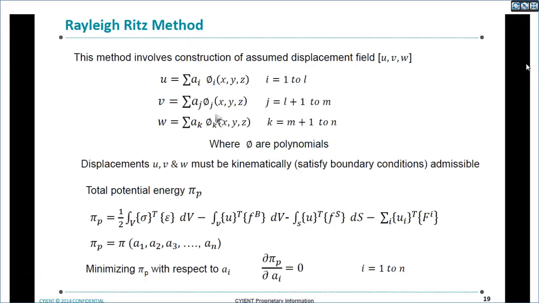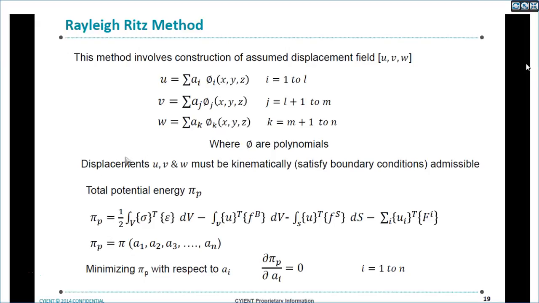And some other things. One is the Rayleigh-Ritz method. Rayleigh-Ritz methods involve assuming a displacement field u, v, and w, where u is given by a coefficient a1 times a function of x, y, z. Similarly, v is a_j times a function of x, y, z, and w is a function of x, y, z. So all these three functions are polynomials.